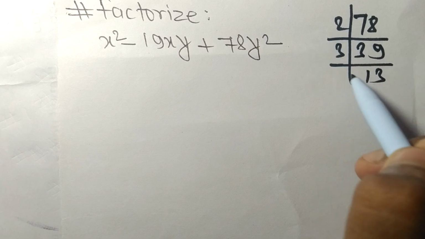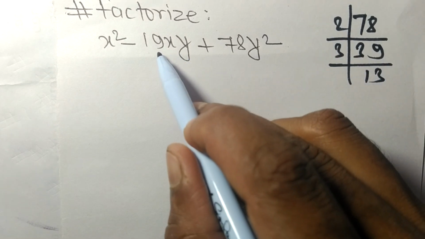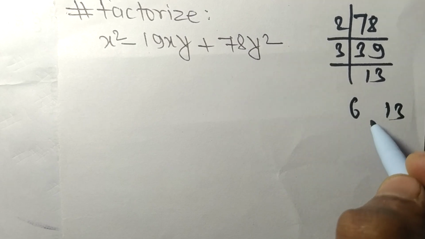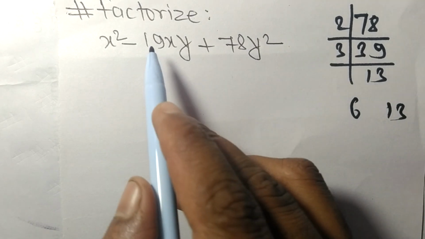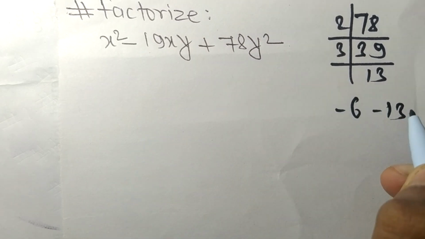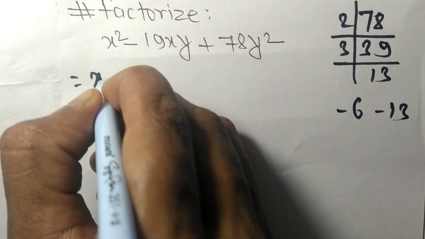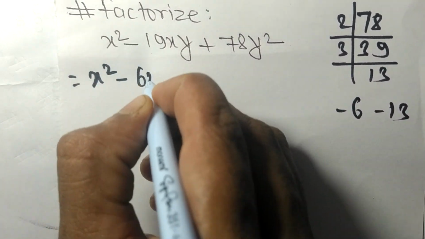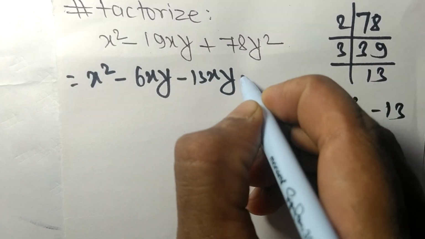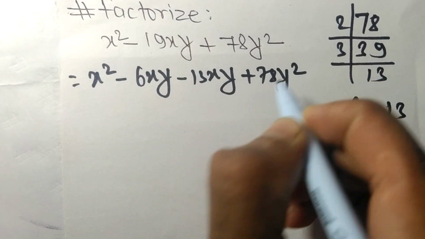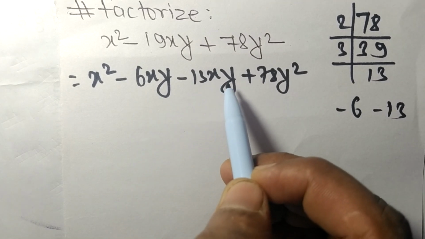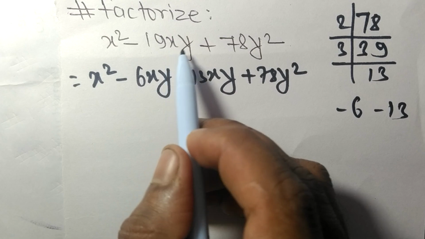Among them, by multiplying, we need 19. So 2 times 3 is 6, and this 13. So 6 plus 13 makes 19. Here it is minus 19, so minus 6 and minus 13. So it becomes x² − 6xy − 13xy + 78y². So minus 6xy minus 13xy makes minus 19xy.